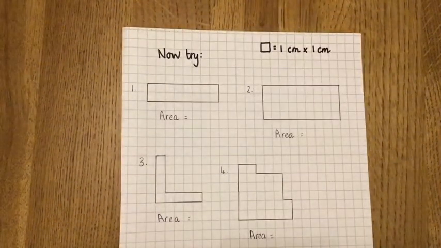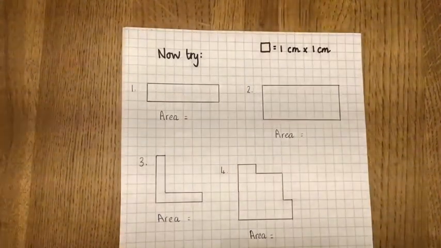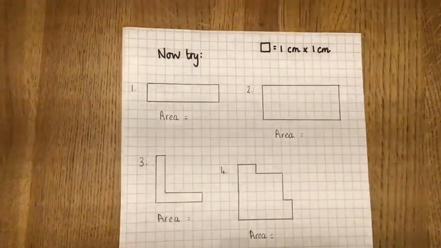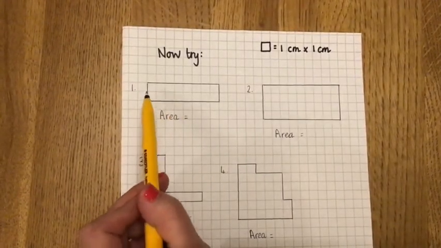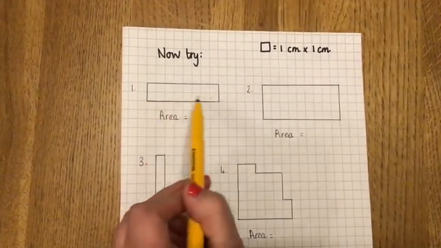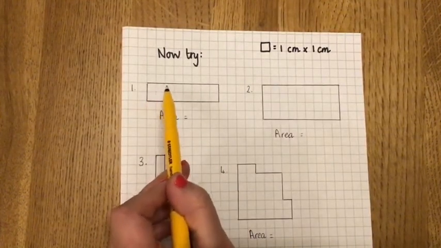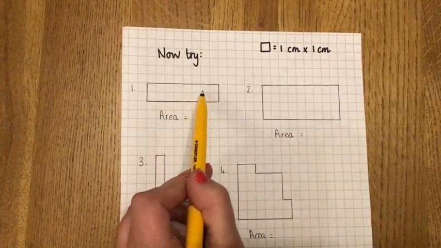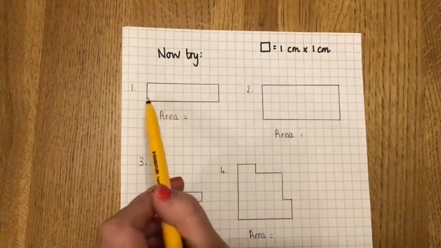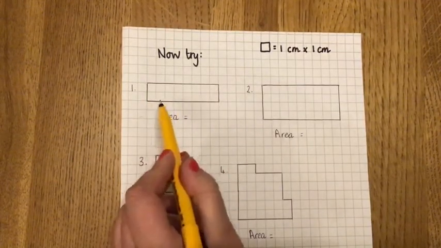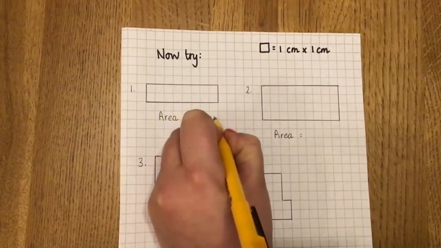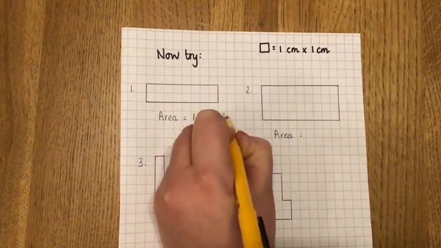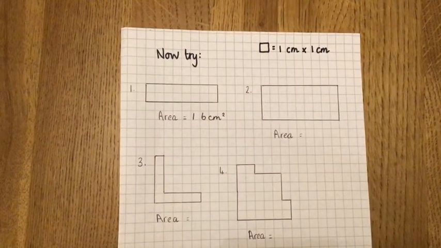Okay then, hopefully you've had a go at that and you've got some answers. So let's have a check. So number one then, fairly straightforward rectangle. I can see I've got 2 equal rows. So 1, 2, 3, 4, 5, 6, 7, 8. 8 on the top row, 8 on the bottom row. And 8 times 2 I know is 16. 16 centimetres squared. Hopefully you remembered your unit of measure.